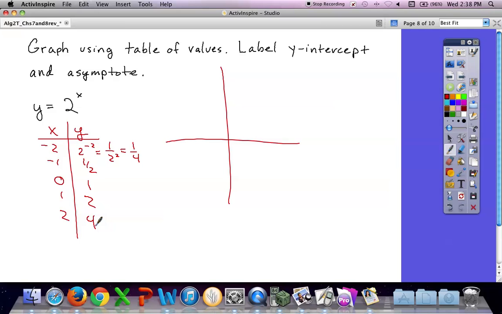So those are our points to the graph. So it'd be -2 to +2, and it goes up to 4. So we start at 1/4, 1/2, 1, 2, 4. Sketch the graph. It says label the y-intercept 1 and the asymptote y equals 0.